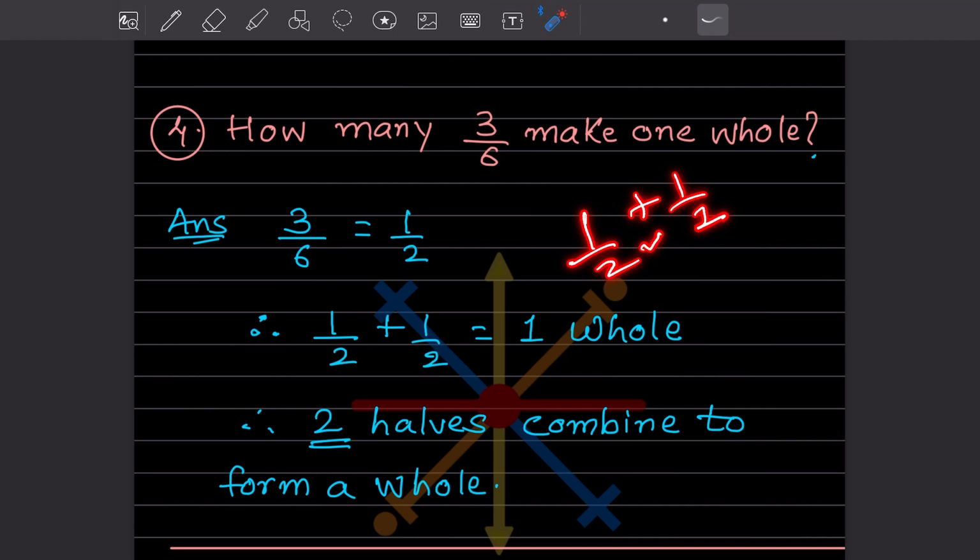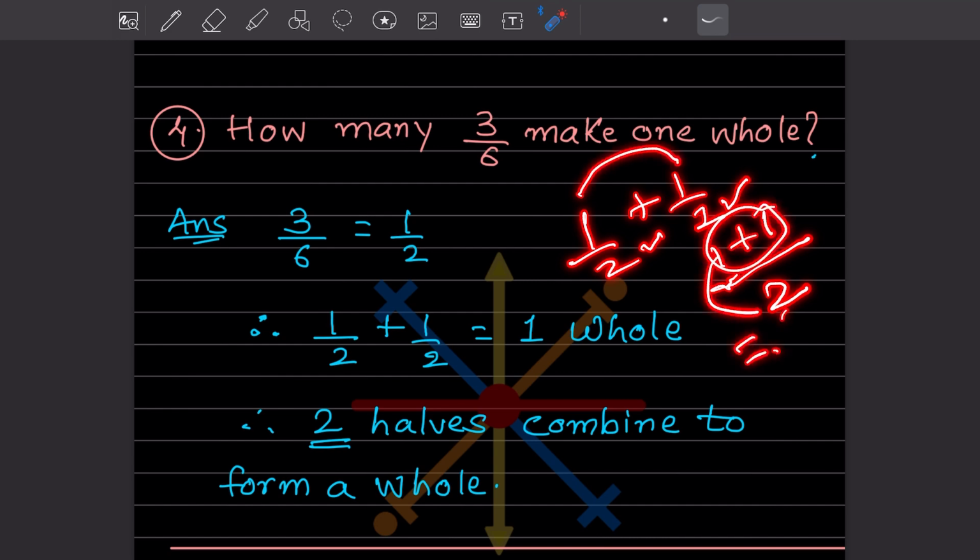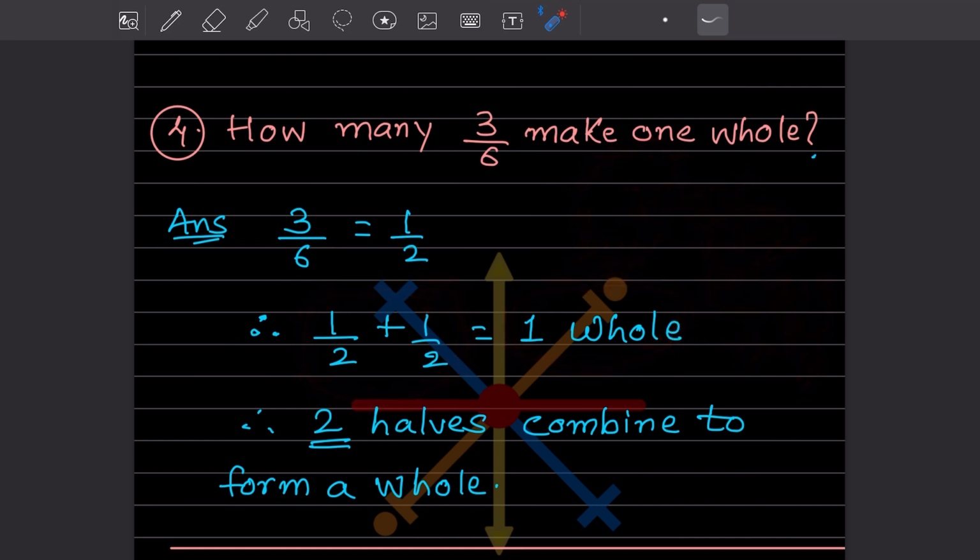You know this is a like fraction. Why? Because the denominator is the same. So what are you going to do? Whenever the denominator is the same, that 2 you're going to write as it is, and the numerators you're going to add. That will be 1 plus 1, and 1 plus 1 is what? 2. 2 divided by 2 is going to be 1. So how many halves are there? How many 3 by 6 make one whole? This is also a half, this is also a half. So 2 halves combined to form a whole.